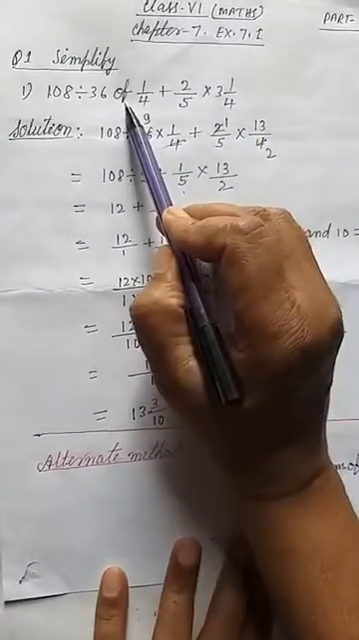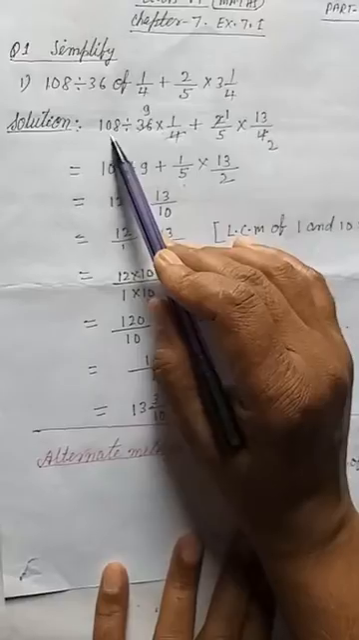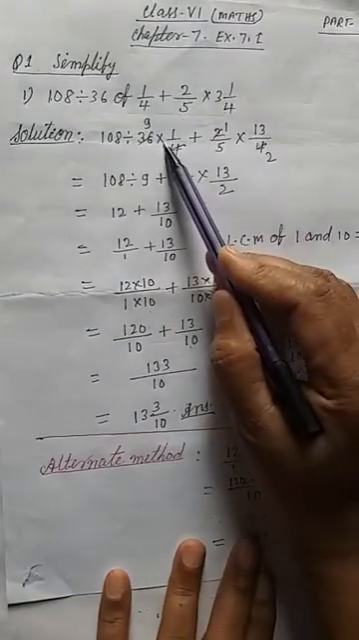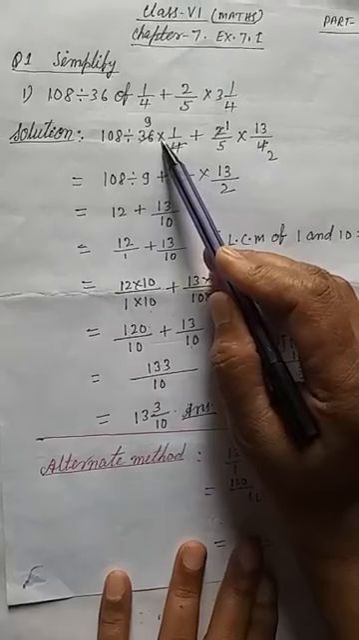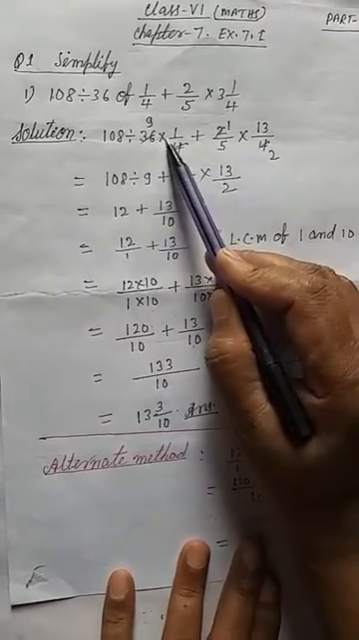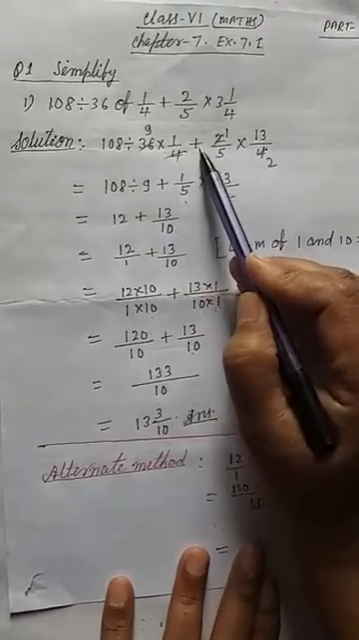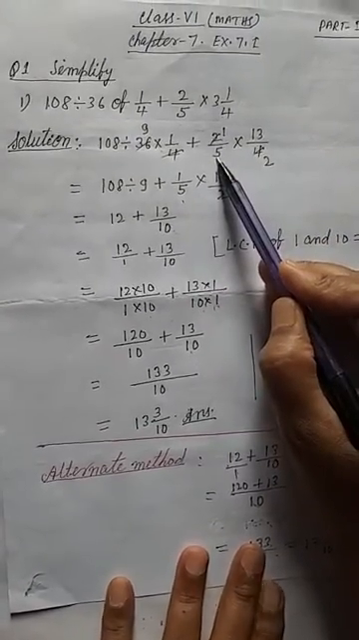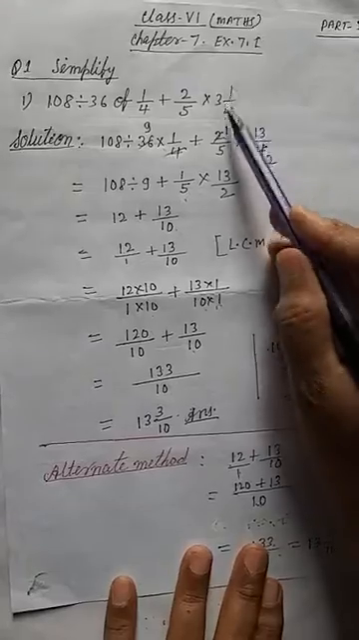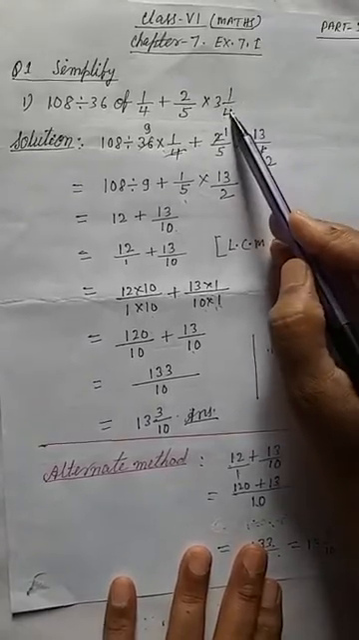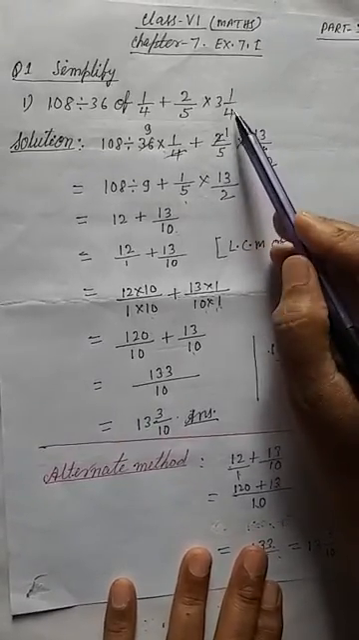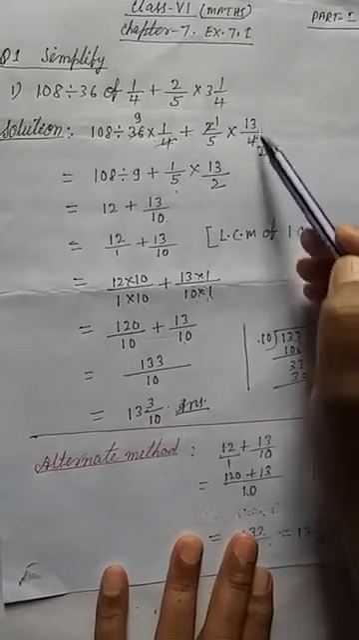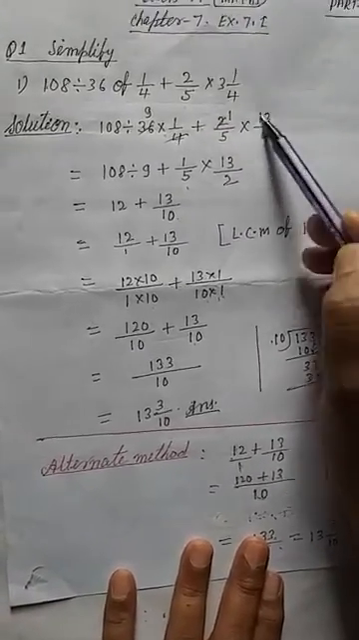Now of is given, so write here the solution: 108 divided by 36. In the place of of, you write the multiply sign, and then 1 by 4, then plus sign, then 2 upon 5. Okay students, now you change this mixed fraction into an improper fraction. 3 fours are 12, 12 plus 1 is 13, 13 upon 4. So we can write like this.